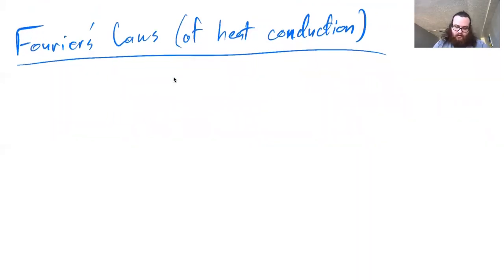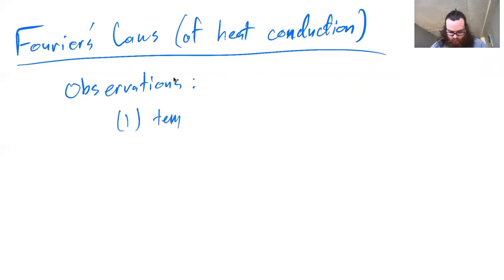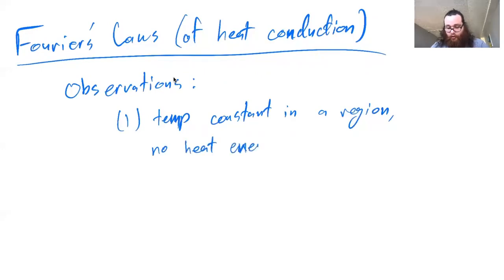How these work is we're going to give a set of observations, and then we're going to quantify those observations. So what are the observations? Well, one, if your temperature is constant in a region, then no heat energy flows. There's no reason for heat to change, so it's not going to change. True.